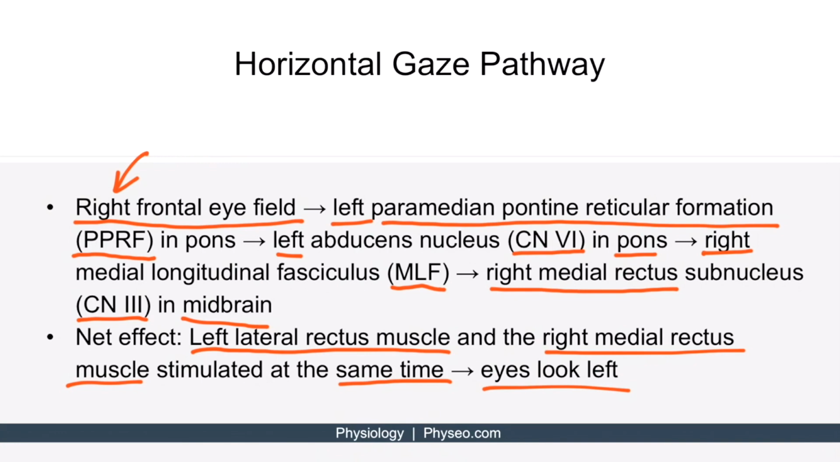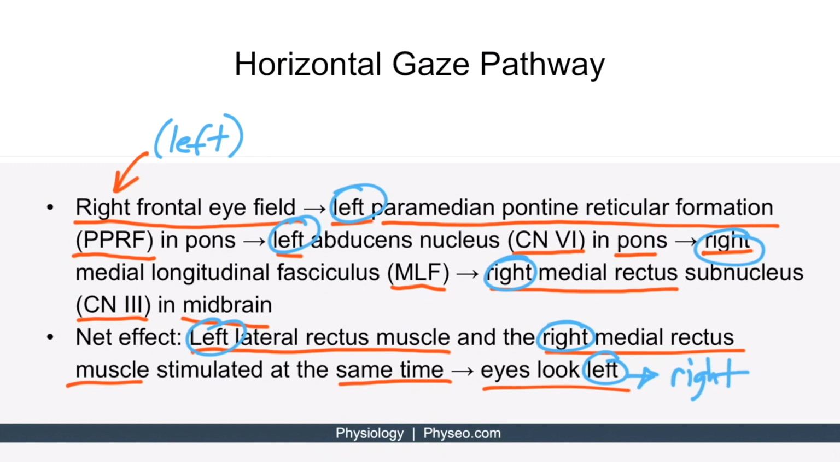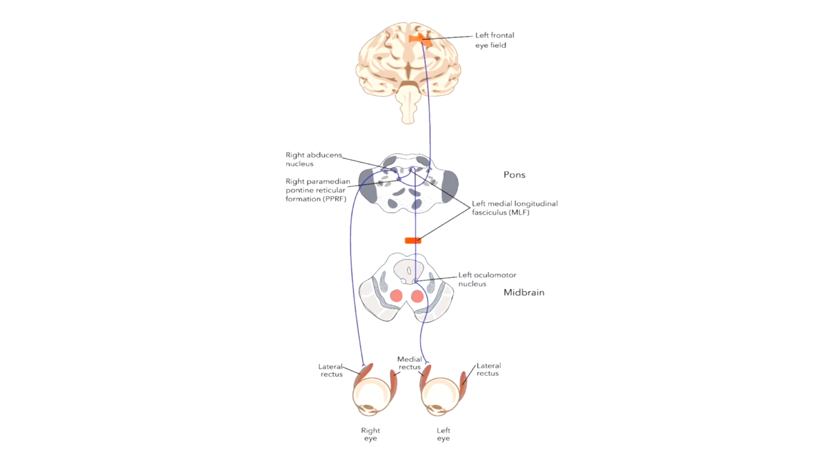So if we were to insert the word left right here, and we started with the left frontal eye fields, we'd just reverse every one of these terms, and the eyes would finally actually look right. So let's draw this out to make it simpler. So here's figure 8.45 from your text, showing the horizontal gaze pathway.